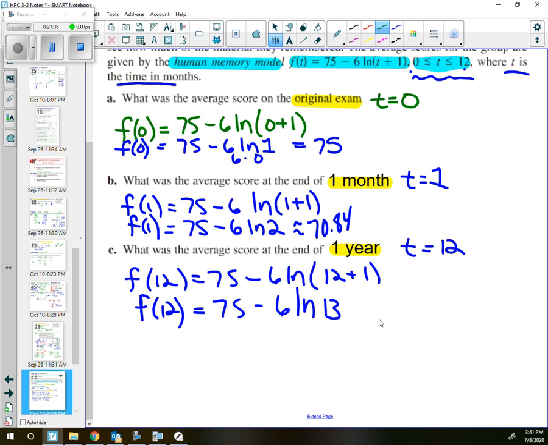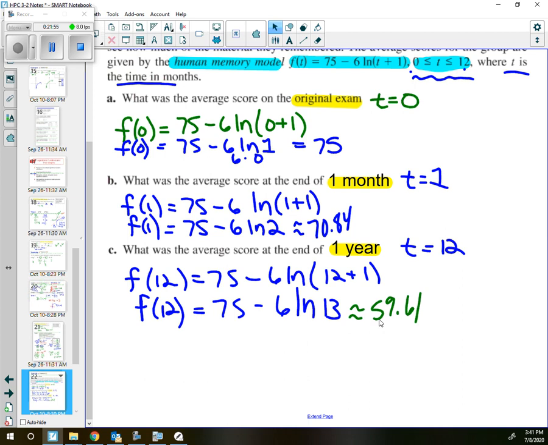All right, when I type that in for me, 59.61. So thinking of it as a percent, we're down to below passing. We wouldn't even pass after a year if we'd done nothing with that. We didn't interact with it, we just retested. So you can see how important it is to keep interacting with content. If you don't use it, you lose it.